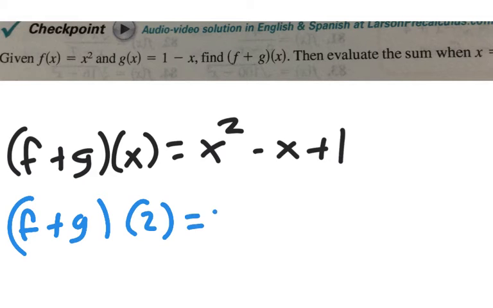Okay, so when I evaluate f plus g at 2, 2 squared minus 2 plus 1, you should get, tell them, Joe. 3, yes, 3. As in the number of quarterbacks Sam has on his roster. Any questions here?